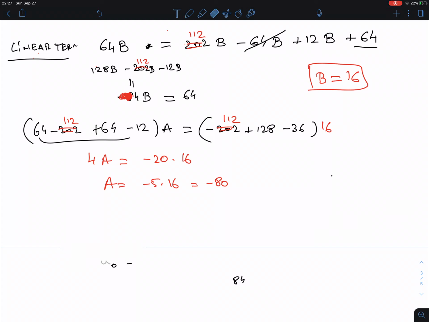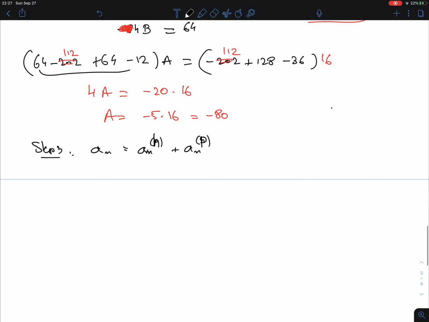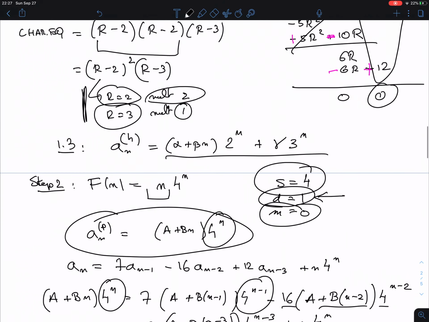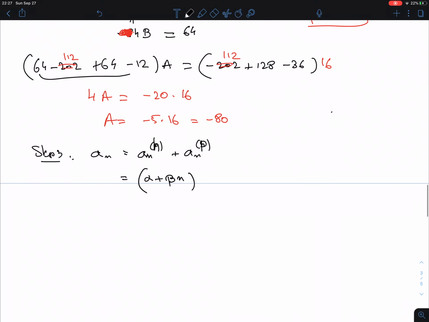Okay. And then, so now I can write down, let's go back in black, back on track, right? So step 3. The general solution is the particular solution plus the homogeneous solution. Well, I should write it the other way. First the homogeneous, then the particular. So that would be alpha plus beta n. What are the powers here? I forgot what the 2 and n, 2 and 3, right? So 2 to the n plus gamma 3 to the n plus, now we have minus 80.